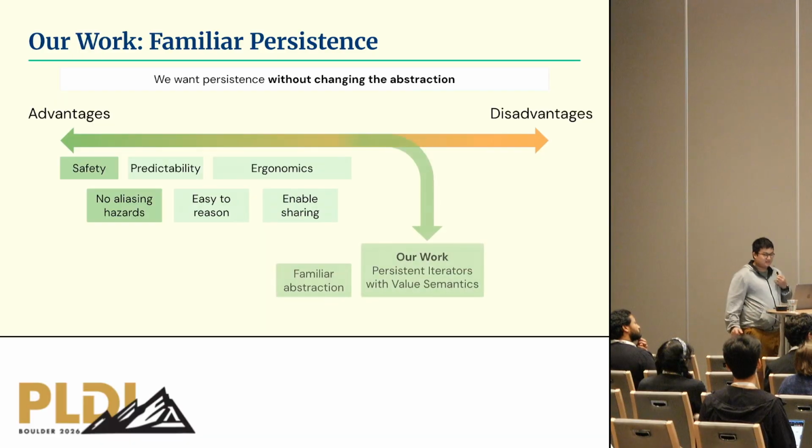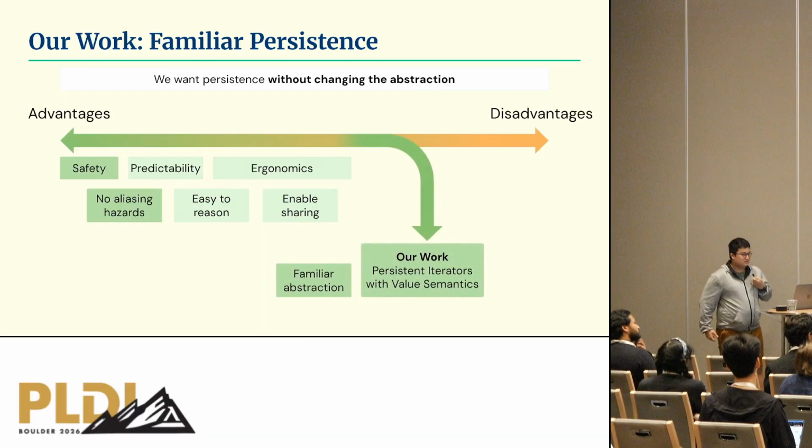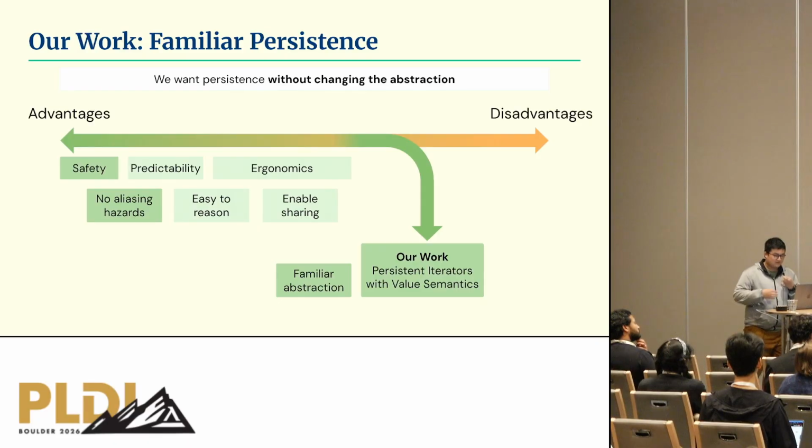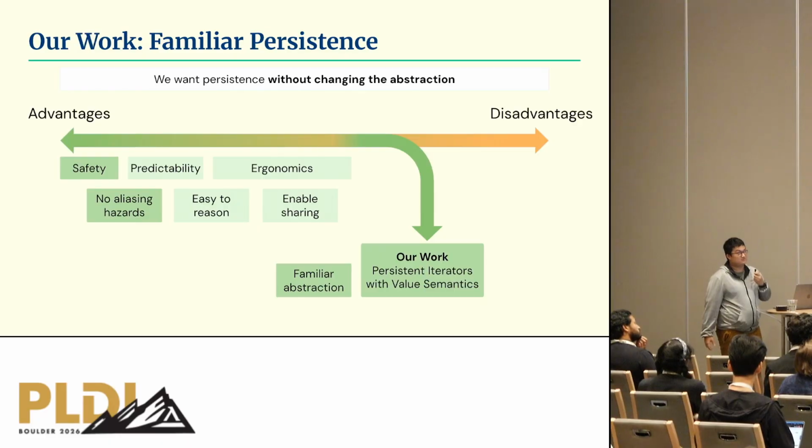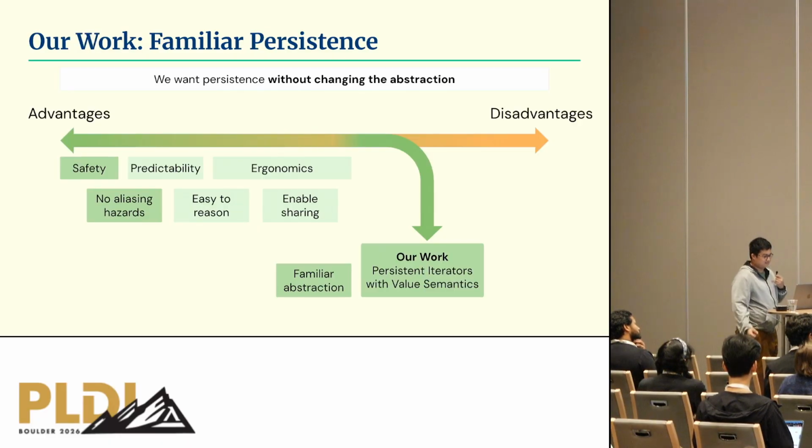And this is exactly what our work set out to do. We want persistence without changing the abstraction, to bring familiarity to ordinary programmers. Our work, persistent iterators with value semantics, basically wants to bring persistence while retaining the familiar abstractions. To further illustrate how that works, let's look at a concrete example.